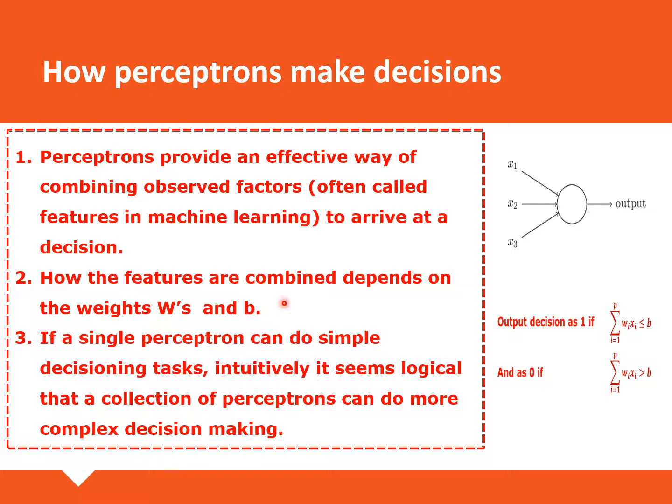And then we intuitively said that if a single perceptron can do simple decisioning tasks, then it's very logical that if we can put together a collection of perceptrons in some shape or form, then it can be very effective for complex decision making. And in this video, what we will see is how exactly we can combine perceptrons together in a particular shape or in a particular form.